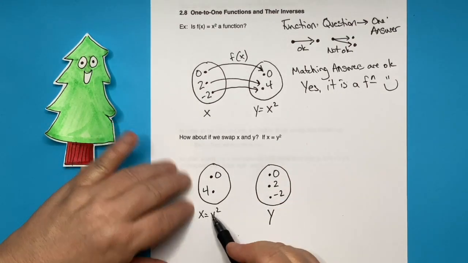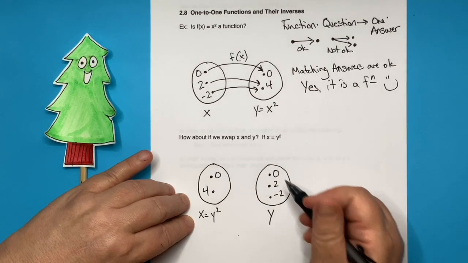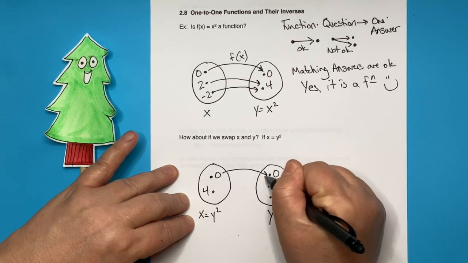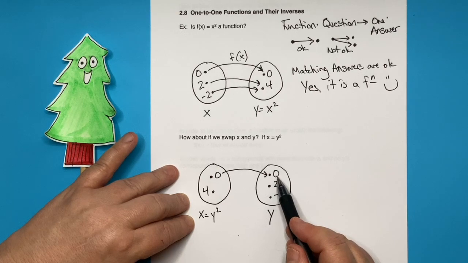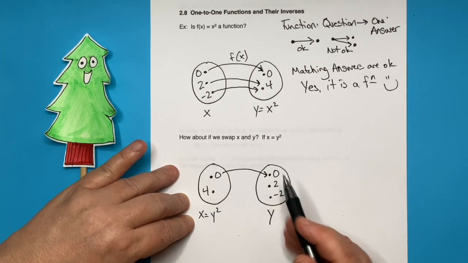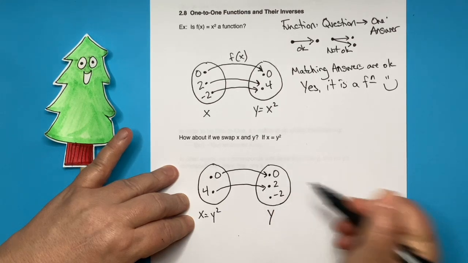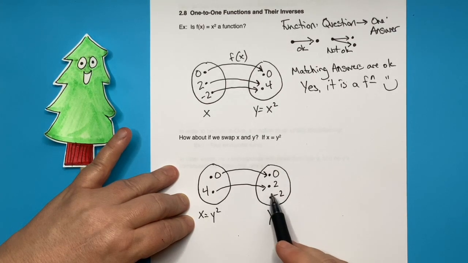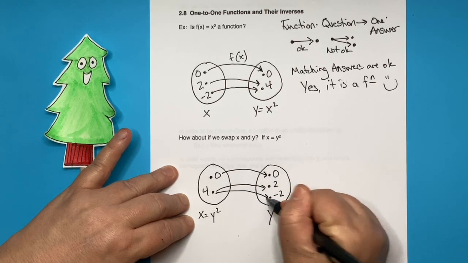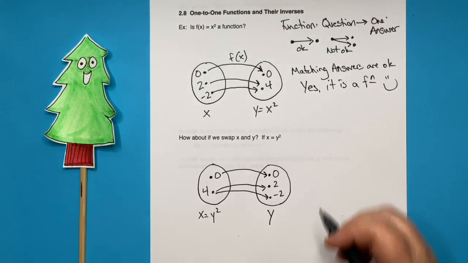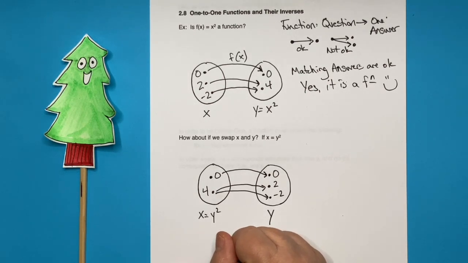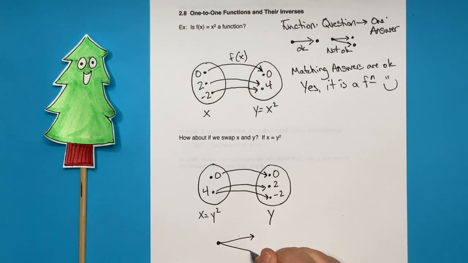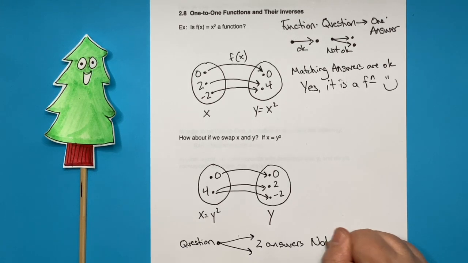So x equals y squared. If y is 0, x corresponds with 0, so 0 equals 0 squared. And 4 equals 2 squared. So that's good, I got an arrow there. And then 4 also equals -2 squared. And there's a problem. I've got a single point over here going to 2 answers. This is a situation where a question corresponds to 2 answers, and that's not a function.